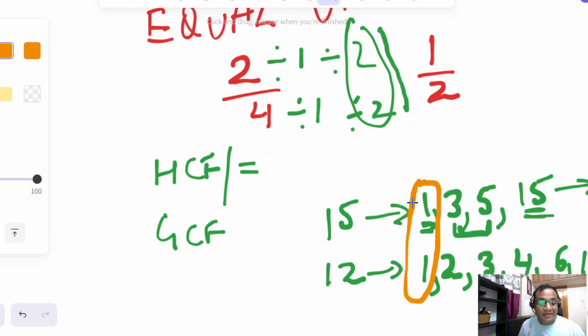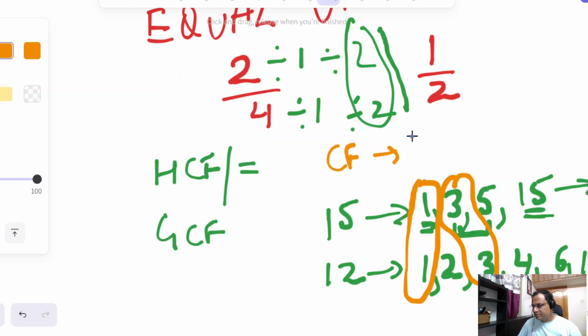1. Sorry, we are deviating from our main topic, fractions, but it is very important that we should know a little info about what factors are and what HCF is. Then learning this equivalent fractions concept will become easier, isn't it? So 1 is a common factor. What else? Yes, 3 is a common factor. What else? Nothing.